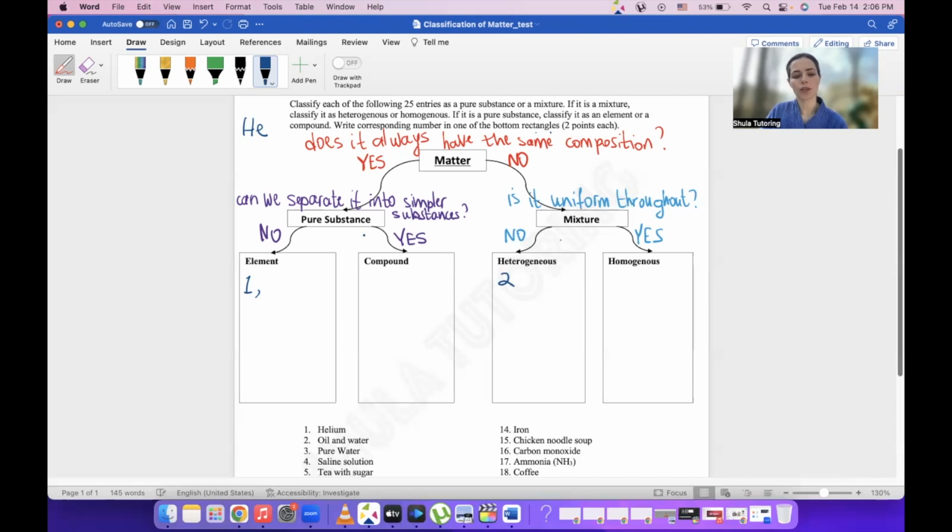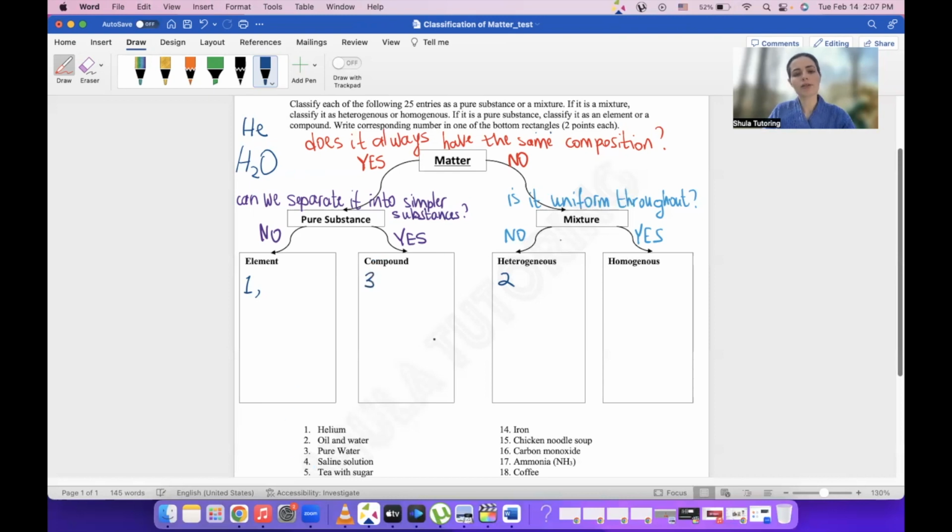Now, pure water. Does it always have the same composition? Is pure water the same everywhere in terms of its chemical composition? Like the pure water in Asia, is it the same as pure water that you find in South America? Yes, pure water is pure water. Now, can we separate it into simpler substances? Well, let's look at water. Water is 2 atoms of hydrogen bonded to 1 atom of oxygen. So that is 2 types of atoms. Technically, we could separate water into hydrogen atoms and oxygen atoms. So that makes it a compound.